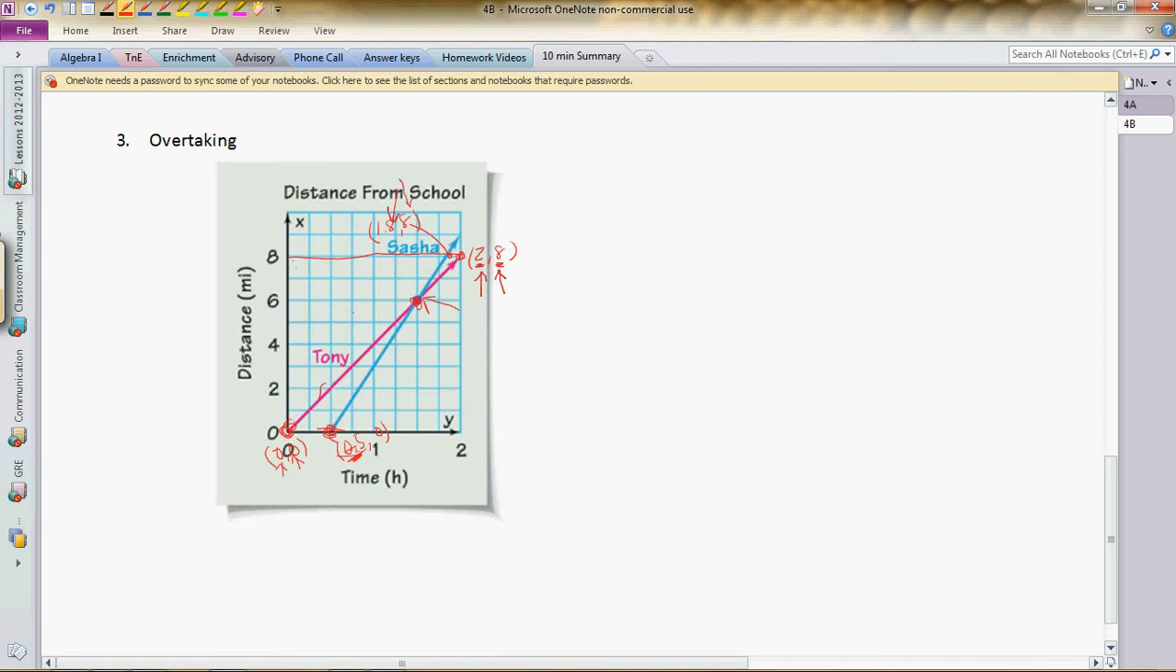So on the distance time graph, I want you to really think about what each x coordinate and y coordinate means in the context. And this is the summary of investigation 4, investigation 4B.